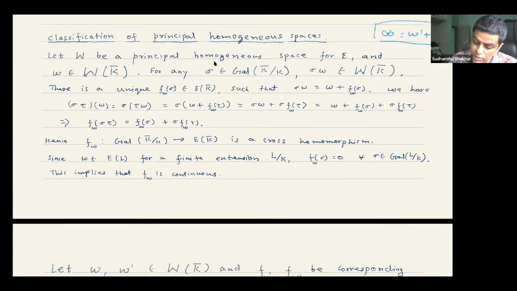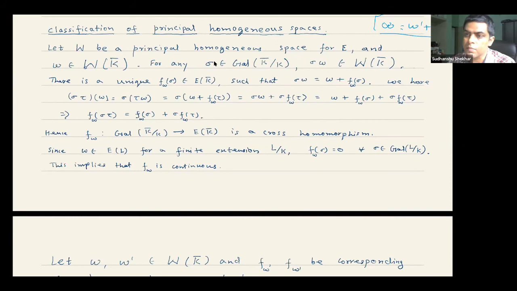And what is nice about this f_W(sigma) is that it satisfies the definition of a cross homomorphism. We easily see that f_W(sigma tau) equals f_W(sigma) plus sigma of f_W(tau). So what we get here is that, given a principal homogeneous space and an element in it, we get a cross homomorphism from the Galois group of K bar over K to E(K bar), the points of E over K bar.